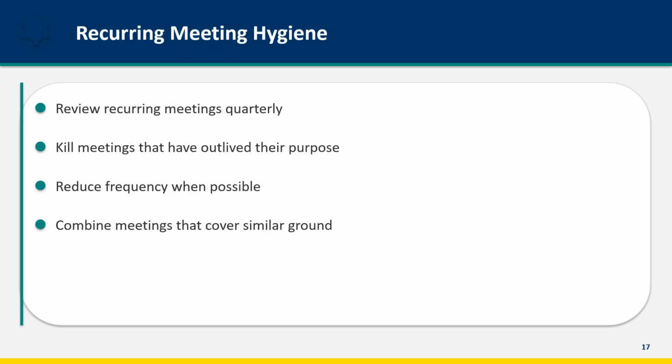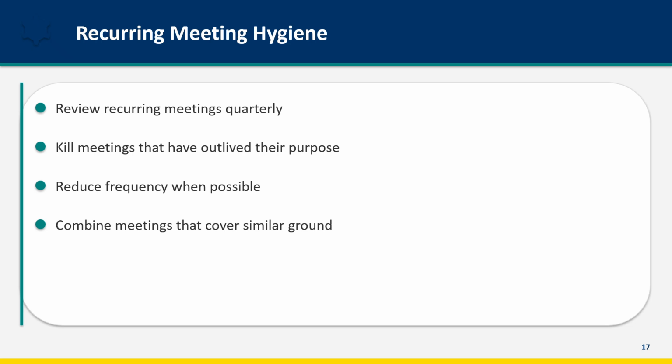Recurring meetings tend to persist long after they're useful. Review your recurring meetings quarterly. Does this meeting still serve its original purpose? If not, kill it. Would less frequent meetings work? Weekly might be fine as bi-weekly. Do multiple meetings cover similar ground? Combine them. Calendars accumulate meetings like closets accumulate clutter.